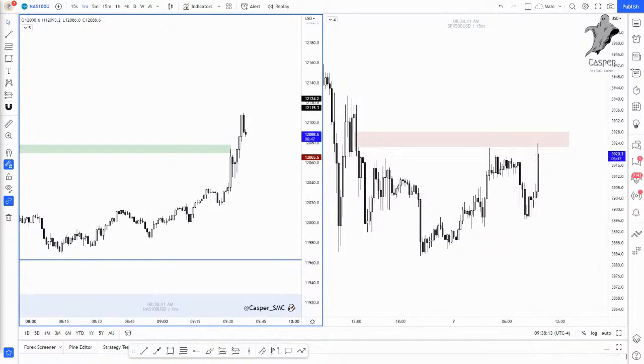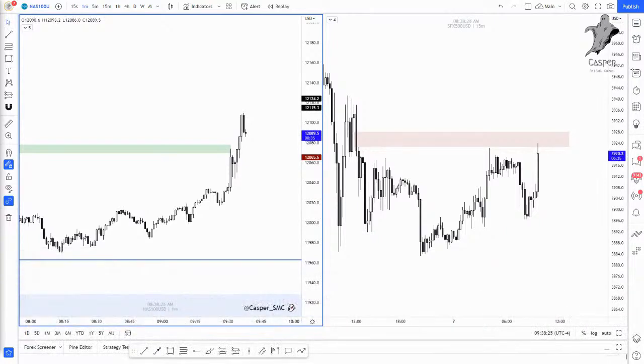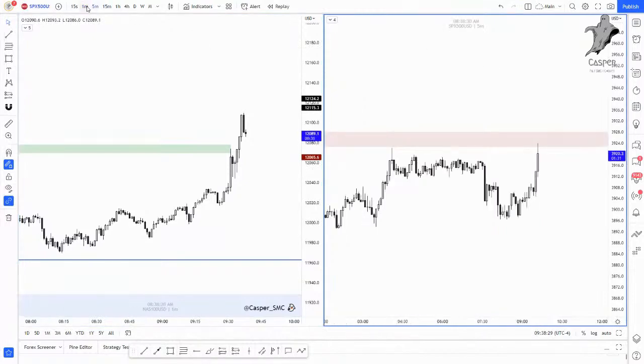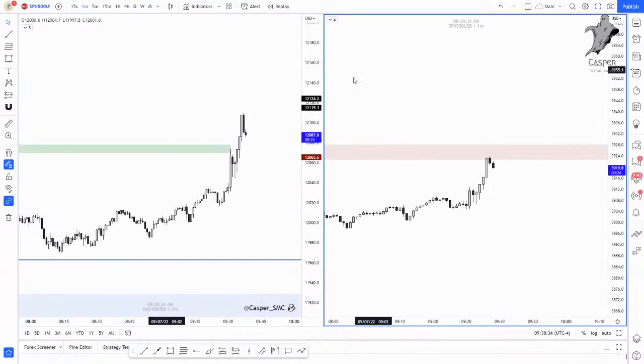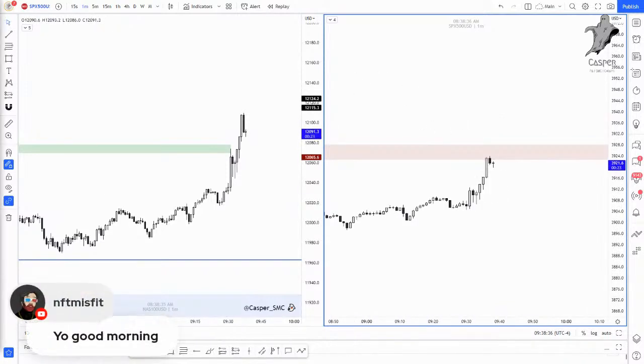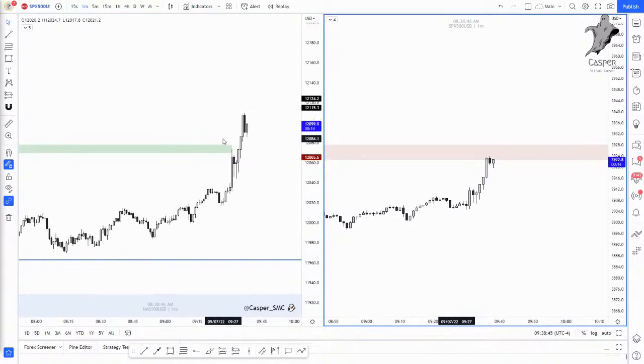So what do I think about Jeremy Grantham's theory about the market's final act? He says we're entering the last phase of the cycle and it should be the biggest drop in the cycle before the macro turns bull. I could definitely see that. I don't think the worst has come yet, if that's what you're asking, for markets. Good morning. So he said Bitcoin just moving. Yeah, I'm sure it's going to move with NASDAQ. Bitcoin pretty much is NASDAQ's crony at this point.